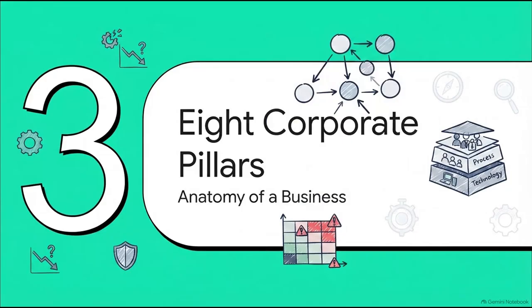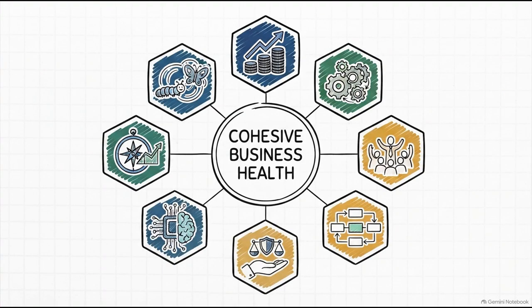Section 3. The 8 corporate pillars, the anatomy of a business. But here's the thing, a matrix is really just a sorting tool. We need to know where to actually apply it within the true anatomy of your company, and that brings us to the 8 corporate pillars. Think of this exactly like the biological systems of your business.